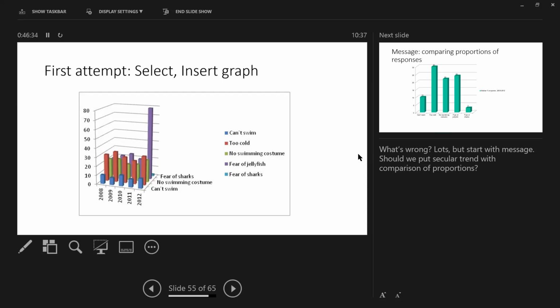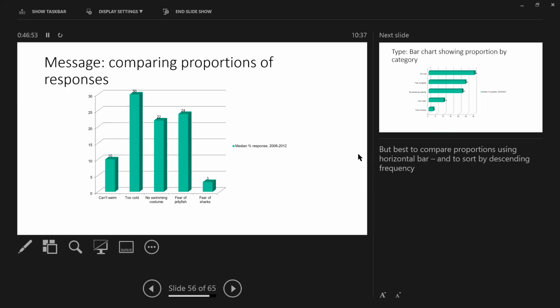So here I would argue that actually there's no trend within each. What you're interested in here is why are people not swimming? I would argue that within each specific reason, there isn't a lot of change year on year, right? So maybe you don't need the year. Maybe you can do an average for the whole time period, because it's not that informative, right?